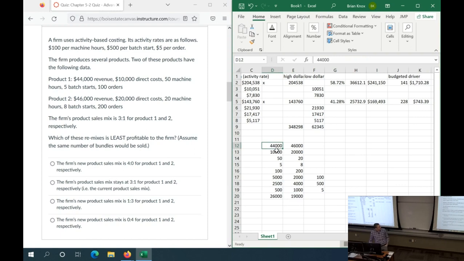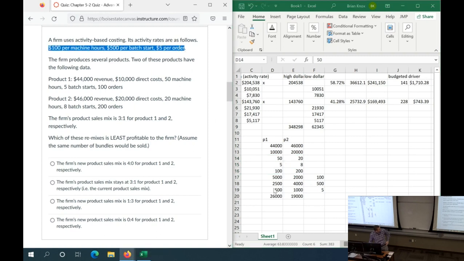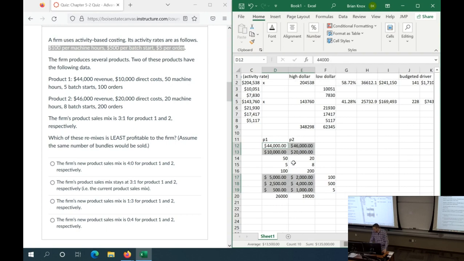In case this is looking very foreign to you, we went over it the other day, but we've got revenues here for the two products, their direct costs right here, and then I have their consumption of the three activity drivers, which are the words here, not the numbers here. And then I have those numbers right here for the respective drivers, and I've multiplied them. So these are dollar amounts, and these are dollar amounts, leading to these being dollar amounts. If that helps it be clearer what's going on.